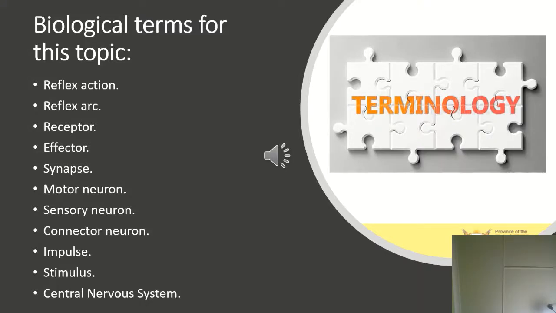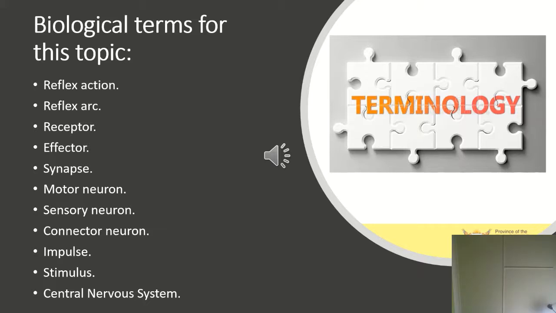Now, you all know the importance of biological terms in each topic. For you to master each topic, you need to know all the biological terms that are associated with that topic. Some books call them terminology. So it is terminology or just biological terms.